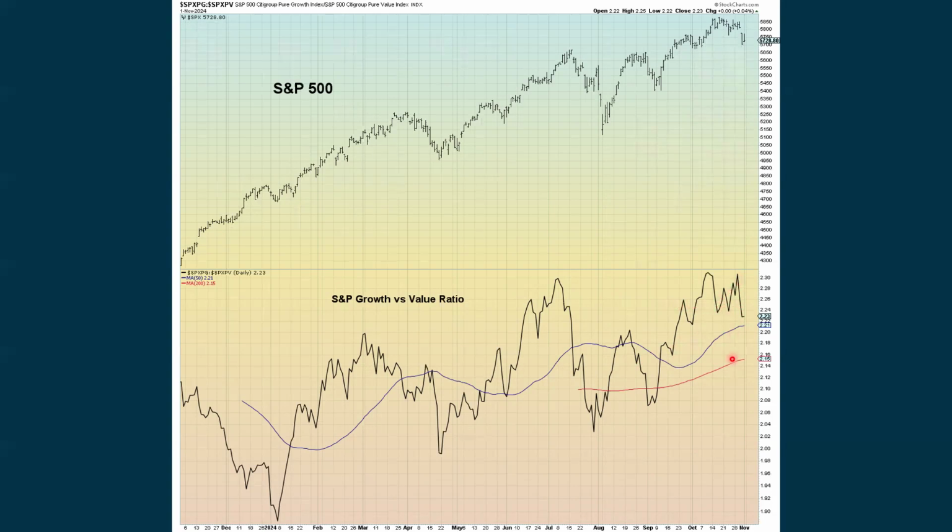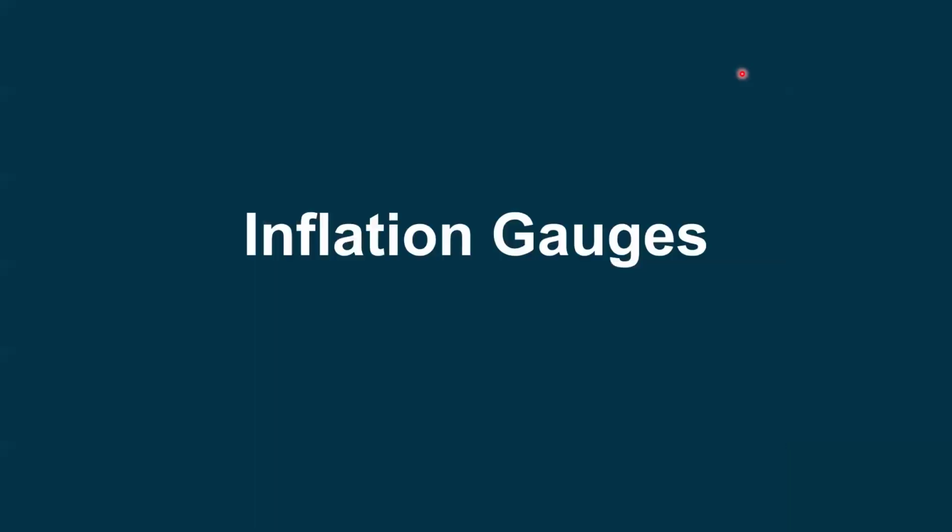One thing that we'll be looking for, if the S&P continues to go down, will this ratio be going up or down? If the ratio is going up while the S&P is going down, that could be more positive, meaning that the smart money is buying growth even when we are declining.